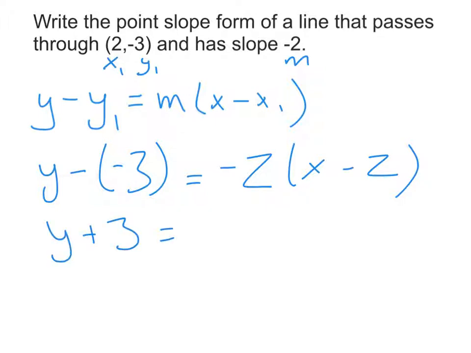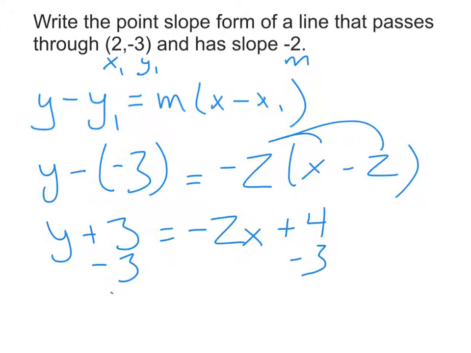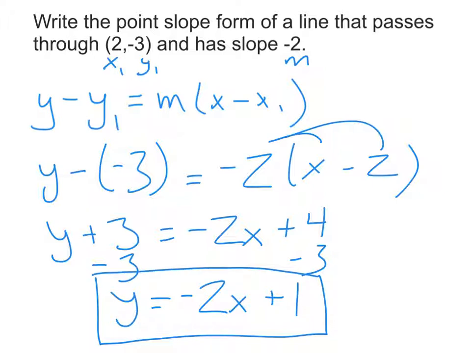And over here, we're going to distribute this 2 through. So we'll have -2x, and then -2 times -2 will be a plus 4. And then we'll just subtract this 3 from both sides. Now this last step here is not necessary to solve this problem, because it just said they wanted the point-slope form. But this is how you take the point-slope form and get it back to the slope-intercept form, which is very useful.